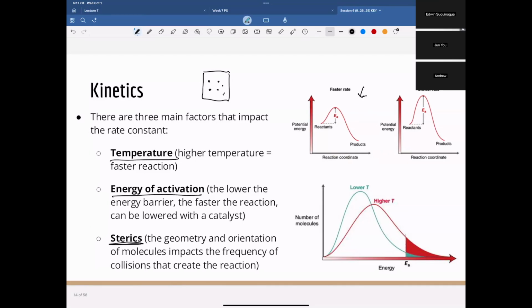Do those three factors make sense? Wait, what was sterics again?